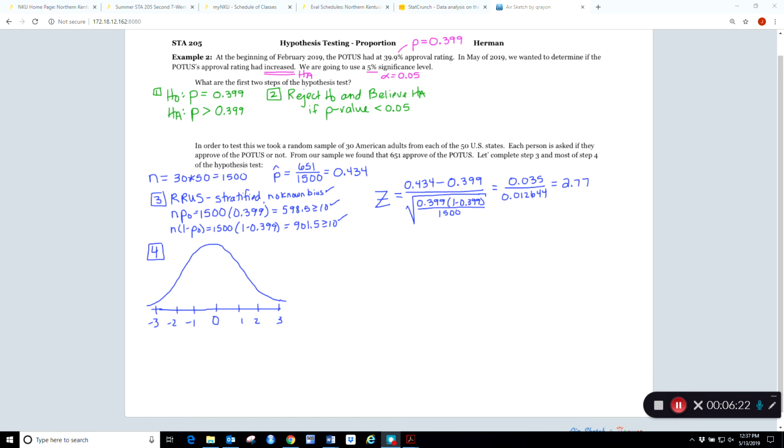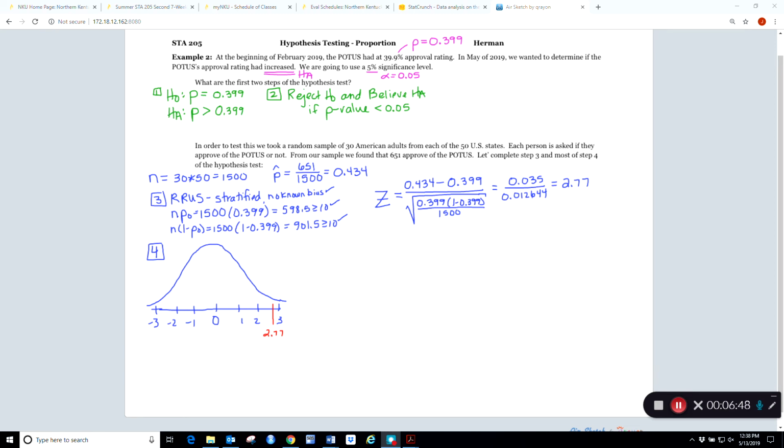But where am I actually using my data, right? To calculate this 2.77, I used the data that I got, my 1,500 people and 651 approved of the president. I'm using all that data to calculate this 2.77. So when I put this number on my picture, keep in mind that if my data changed, that value would change as well.